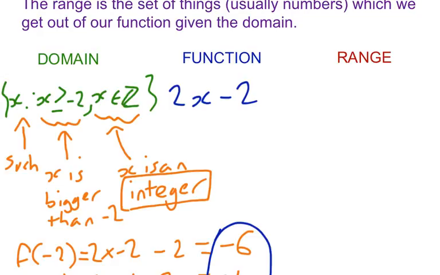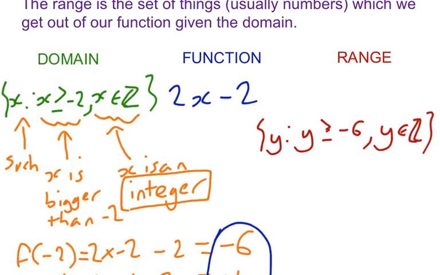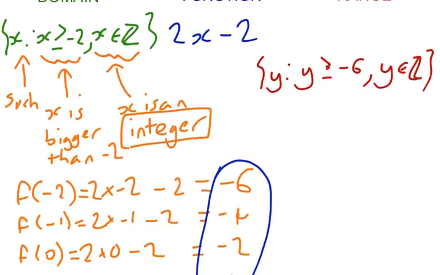So our range is the set. We use a different letter for the range. We use y for the set. So it's the range of values y such that y is bigger than or equal to minus 6 and y is a whole number or an integer. So the way we did that was we started at the smallest possible value we could put in our domain, minus 2, and then looked for a pattern as we increased the numbers that we put in.